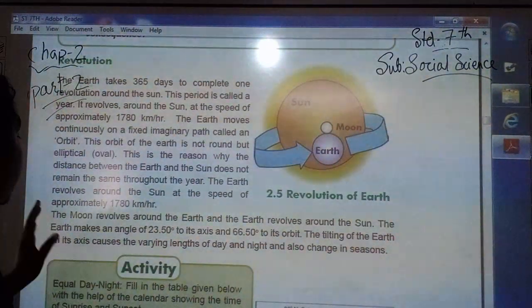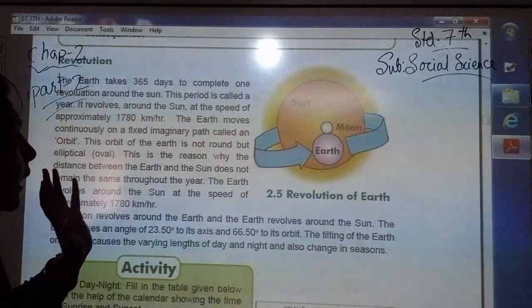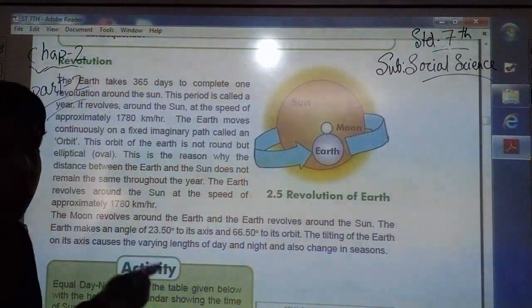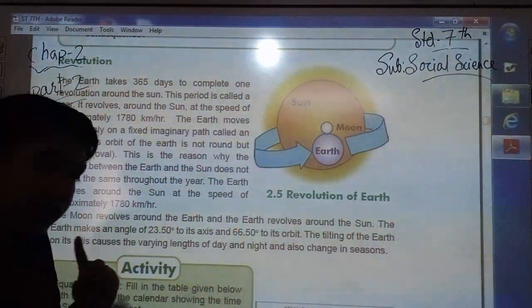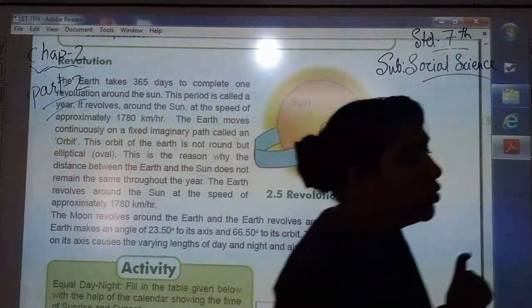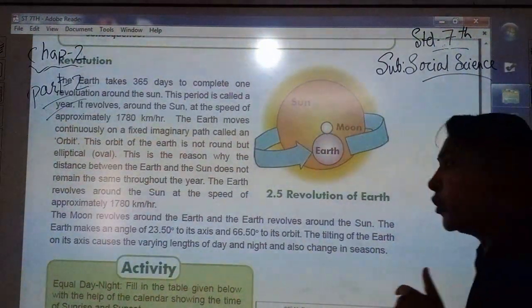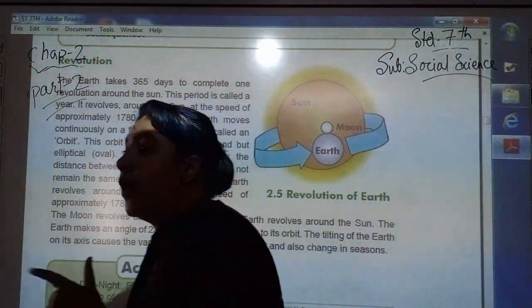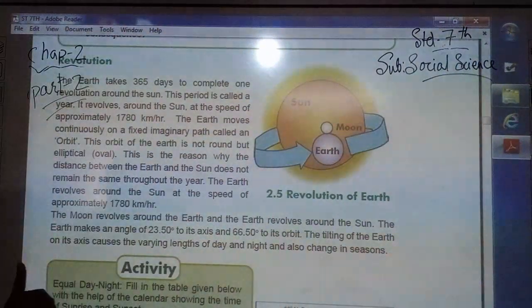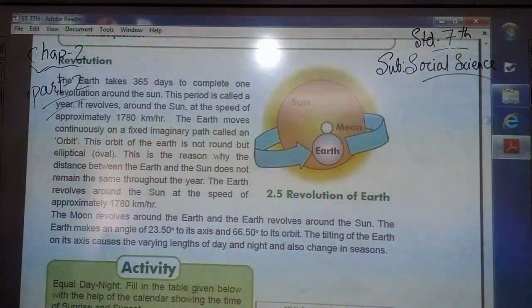Okay, the moon revolves around the earth and the earth revolves around the sun. As I told, the three of them revolve. धरती के गोल पर घूमता है. On that time, because the earth moves at an odd angle also, it is 23.5 degrees, and on the orbit it is 66.5 degrees.